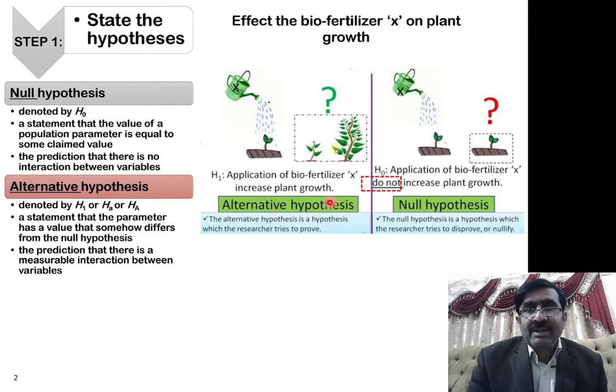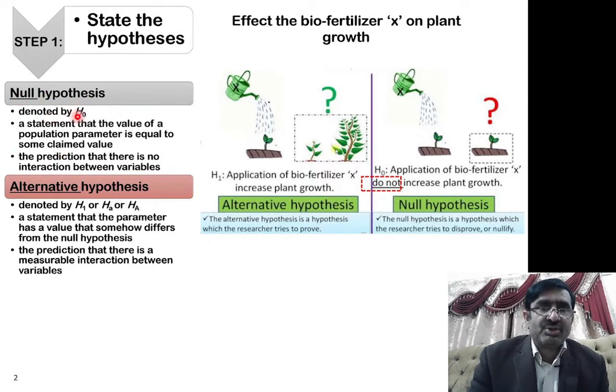Remember, it is not possible that both hypotheses are true, or that both are false. If one is false, then definitely the other is true. Mathematically, we represent the null hypothesis by H naught, a value obtained from the population, equivalent to some claim. For example, we claim that the height of the plant is 10 centimeters. That is the null hypothesis.